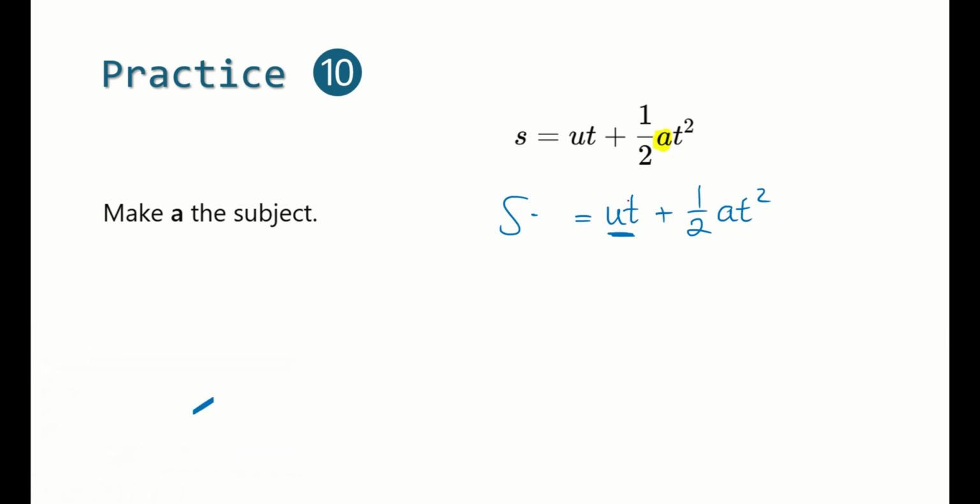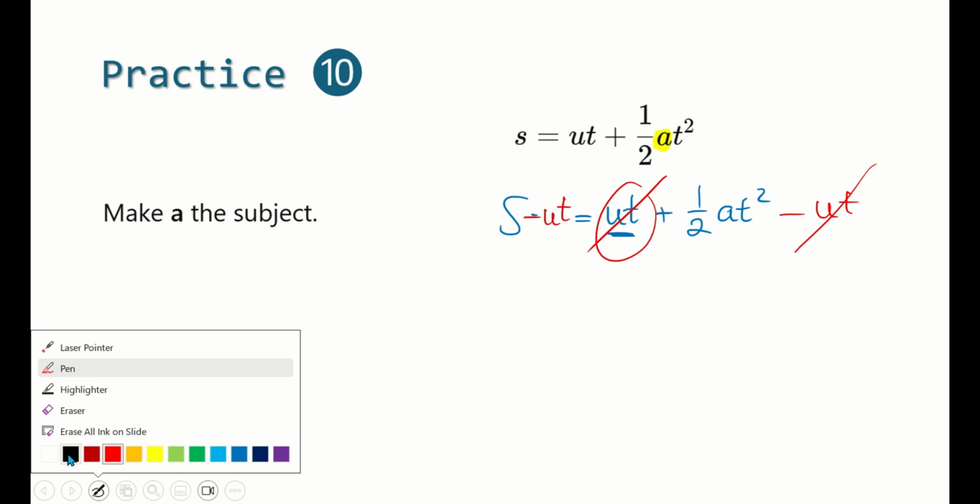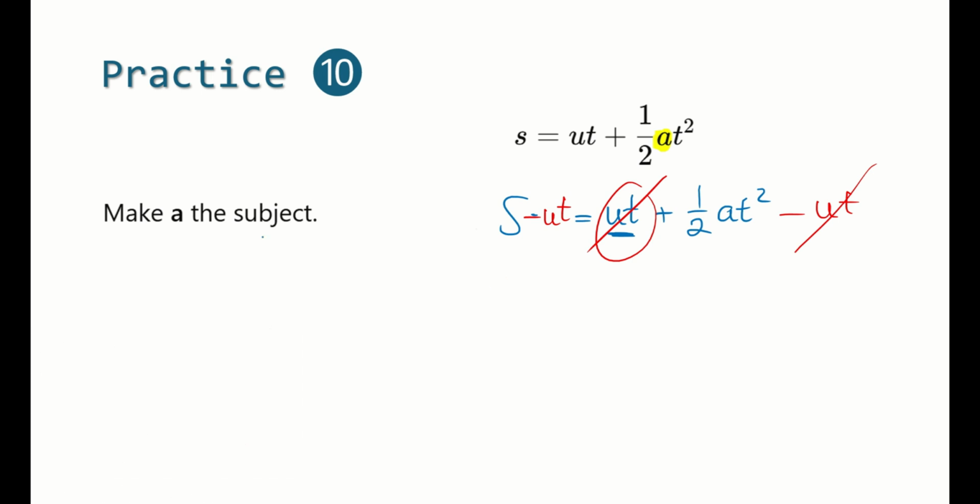The purpose is to let this disappear. So we minus ut, but don't forget to do the same thing with the left side, ut. So this one disappears. One step done. The next thing. After we do this, we have s minus ut, right, equals this one. So how to let a alone?